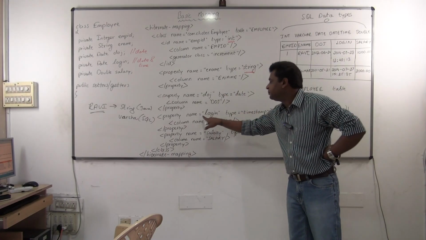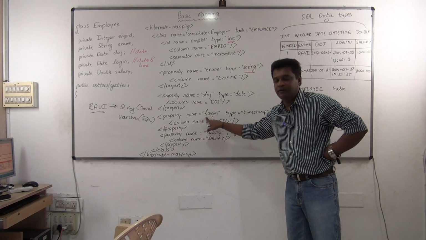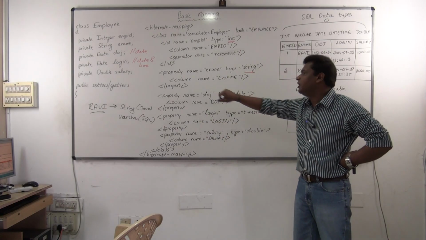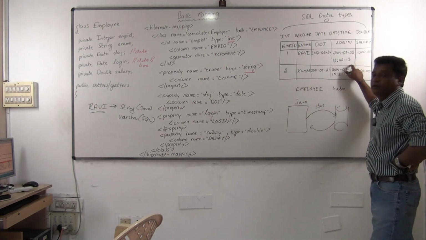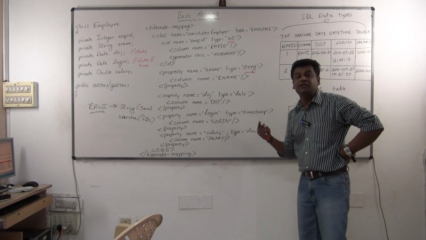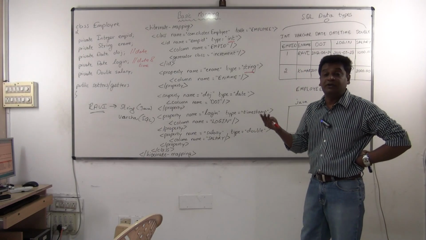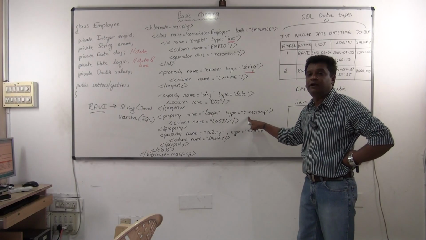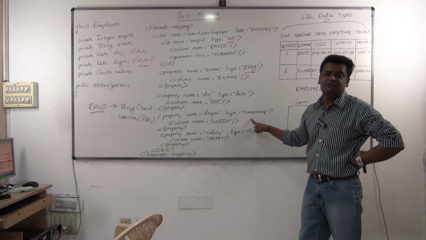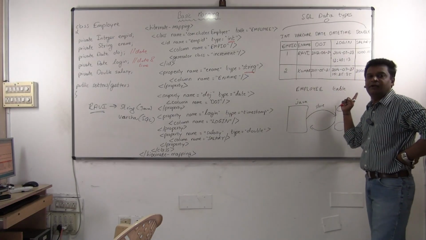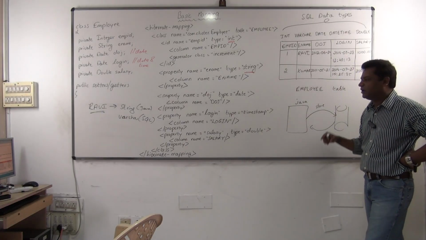Fine. Then next, property name is equal to login. Column name is equal to login. So the property name login will be mapped with the column, and again the data conversion has to happen. Date and time is required now. So if you want date and time, which Hibernate mapping type will I use? Timestamp. So timestamp is responsible for converting date and time of Java to date and time of SQL. It will do that conversion.